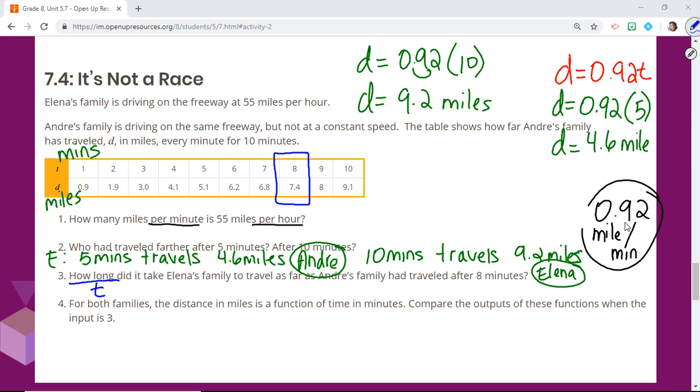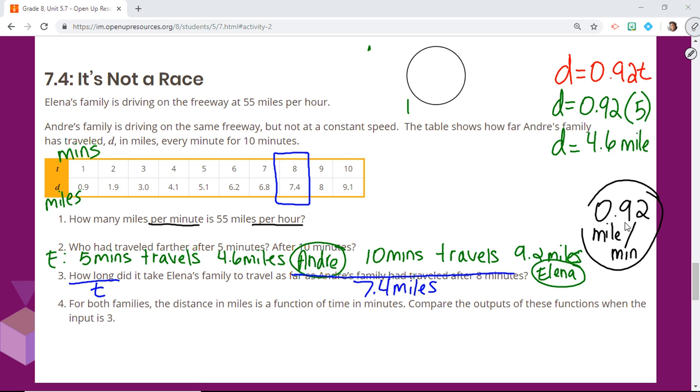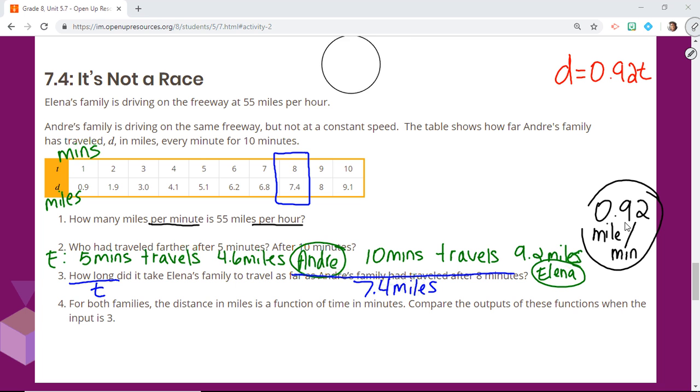So we want to know how long, so we're looking for time. How long did it take Elena's family to travel as far as Andre's family had traveled? Well, we know what that is, 7.4 miles. So how long did it take Elena's family to travel 7.4 miles? Again, we're going to go back to our equation for Elena's family. Actually, I'm going to write it here in the middle.